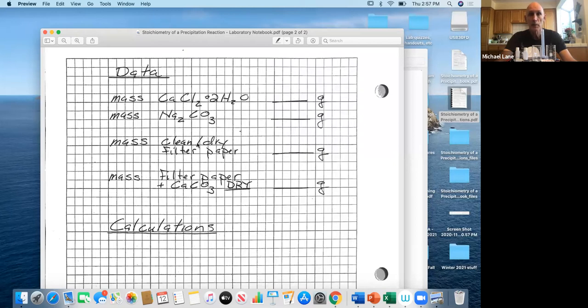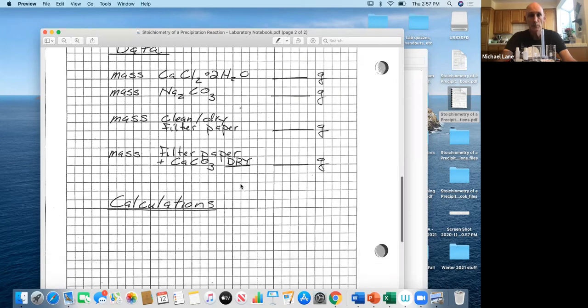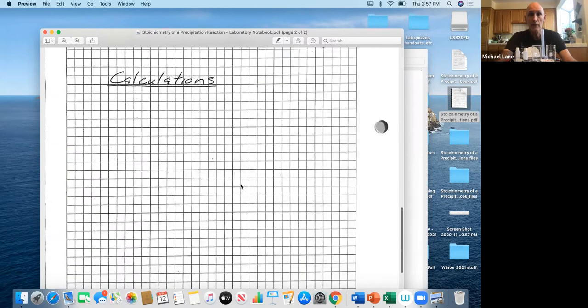I've got a space for the mass of the clean and dry, emphasis on dry, filter paper. And then the mass of the filter paper that contains calcium carbonate, the final product that we're making. And again, emphasis on the fact that it needs to be dry. Now, I haven't done any calculations yet because I don't have any data, but that will be done later after I demonstrate the experiment. Okay, I'm going to stop sharing now and proceed on to the experiment.